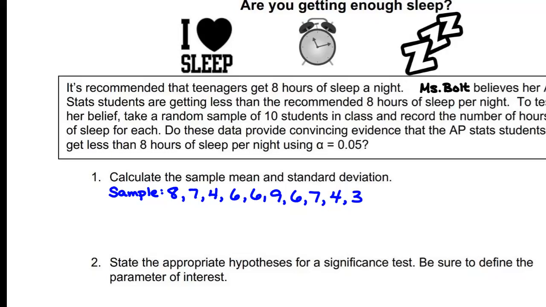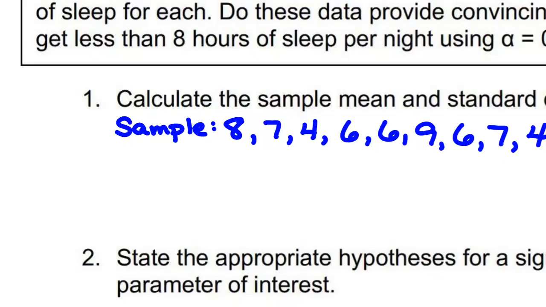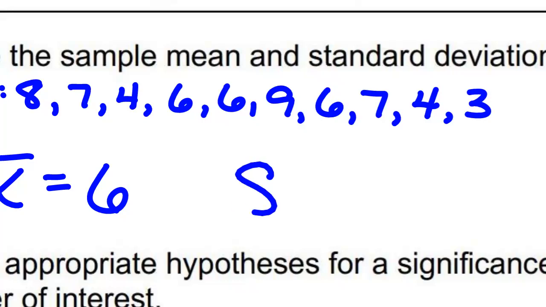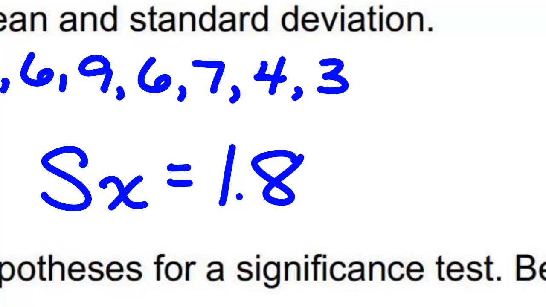All right, who's got a sample mean for me? 6. X bar is 6. And standard deviation. Let's go with 1.886, just so we don't have to deal with the weird 5. So Sx is 1.886.